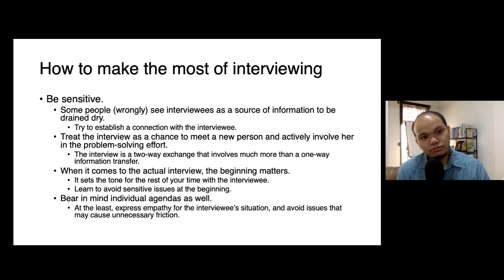But also, don't be naive in the sense that there will be people who have their own agenda as well. They may even have an agenda specific to the interview. So just be aware that people have their own objectives, their own intentions, and their own tactics as well with you.